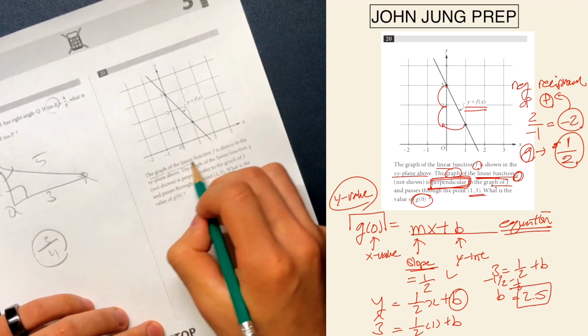So our equation is going to, at the end, look something like this: y = (1/2)x + 2.5. So how do we find out what g(0) is? You just plug it in. So g(0) is going to be (1/2)(0) + 2.5. So g(0) is 0 plus 2.5, which is 2.5. Therefore, our answer is just 2.5.